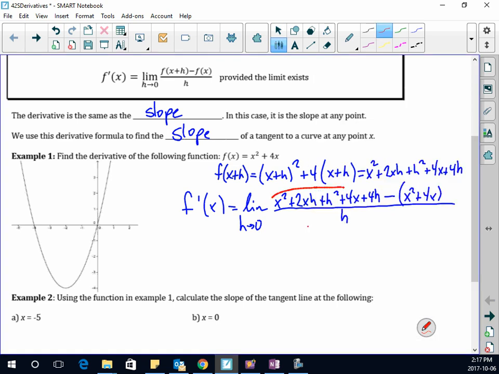So again, this part right here is f of x plus h. And this part right here is f of x. Do you see? I'm just plugging it into the formula. Yes? We definitely can simplify this, right? Because otherwise, if I plug 0 in, I'm going to have it dividing by 0. The hope is that we're going to be able to factor out an h and cancel it, right?